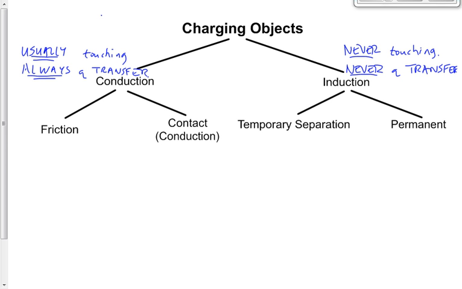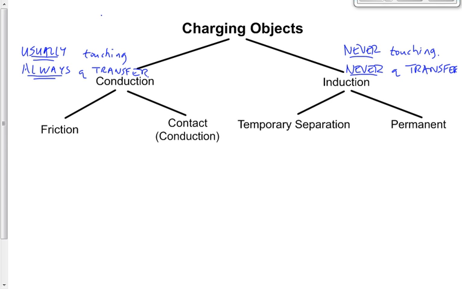Now, let's differentiate between the two subcategories of conduction. The first one we call charging by friction. The second one we call charging by contact. Charging by contact, by the way, is often just called conduction. We often don't give it another name. But technically, we should call it contact, even though it doesn't always actually involve touching. Okay, we still call it charging by contact.